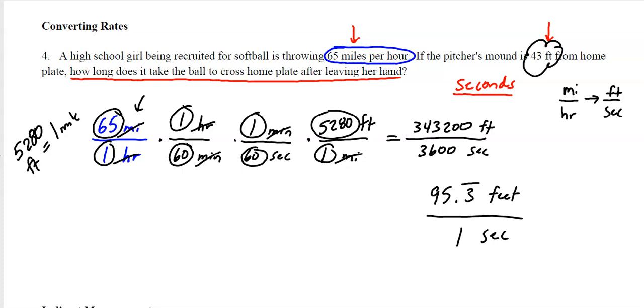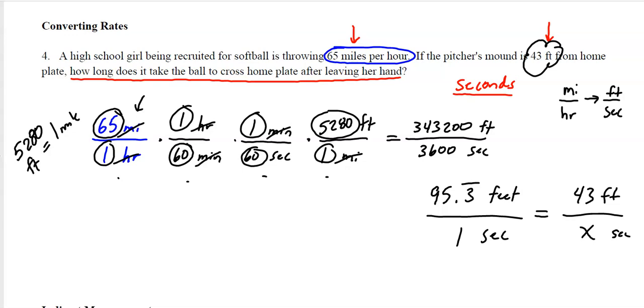So think about this kind of conceptually. If she can throw at 95 feet in 1 second, she's going to throw at 43 feet in less than 1 second. So here's where we can use a final proportion. Remember, these are just ratios multiplied together over here on the left. But I'm going to actually do a proportion here. If she can throw 95.3 feet in 1 second, then she can throw 43 feet in how many seconds?